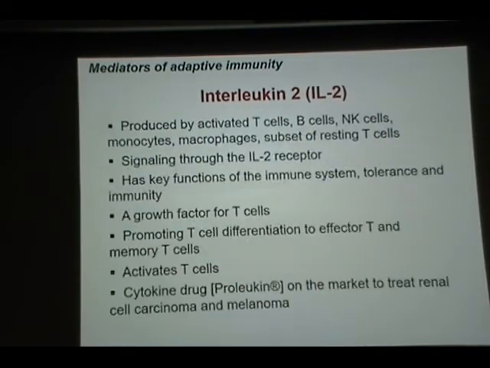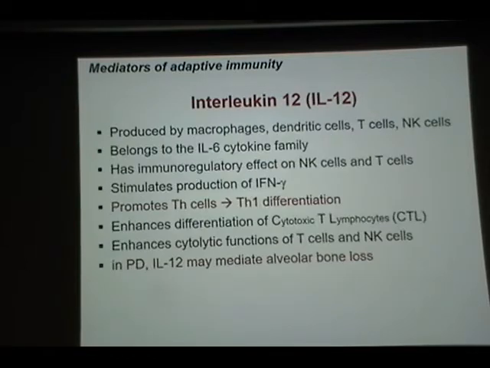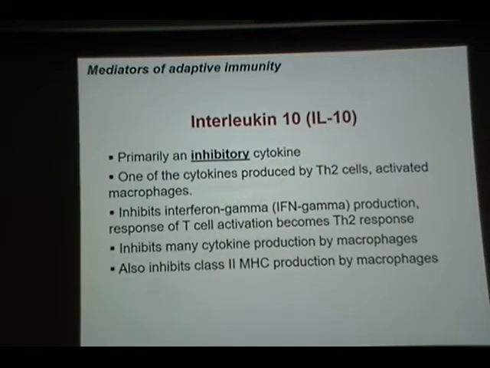So this is totally different from IL-12. IL-12 stimulates interferon gamma production, but IL-10 inhibits interferon gamma production. Therefore, it will switch type 1 helper T cells to become type 2 helper T cells. Okay, and that's really important. And it can inhibit production of many different types of cytokines in macrophages.